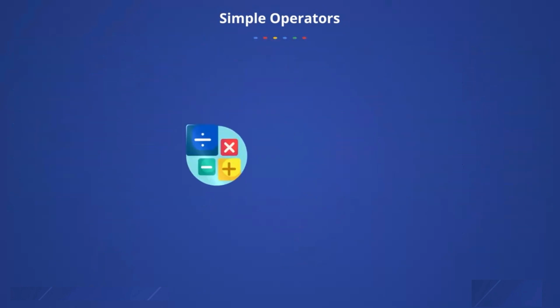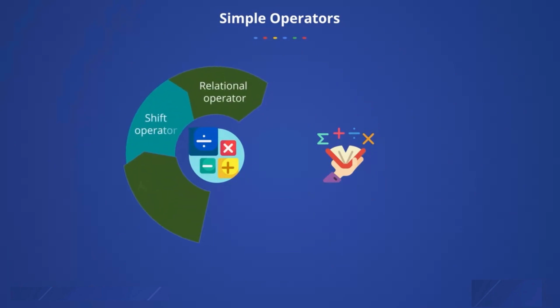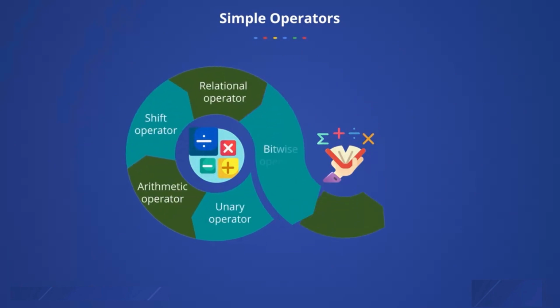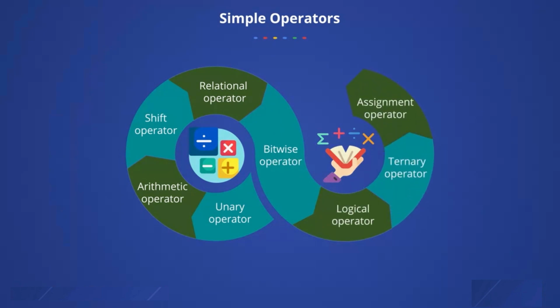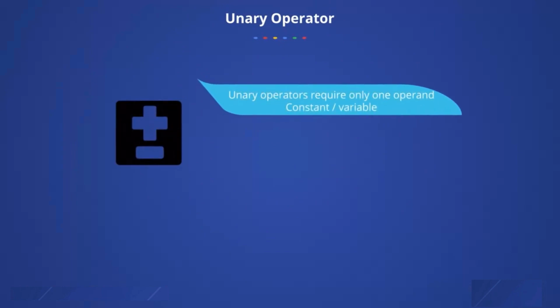Now, these are the different types of operators we have. We have relational, shift operators, arithmetic, unary, bitwise, logical, ternary, and assignment. What does it mean by unary operator? A unary operator means any operator that works on just one operand. It could be a constant, it could be a variable, it doesn't matter. Only one operand it will work on.